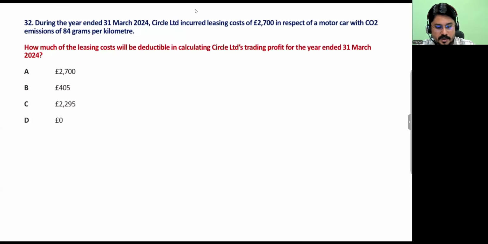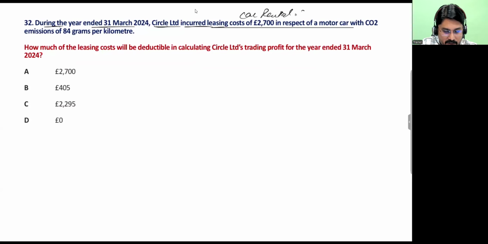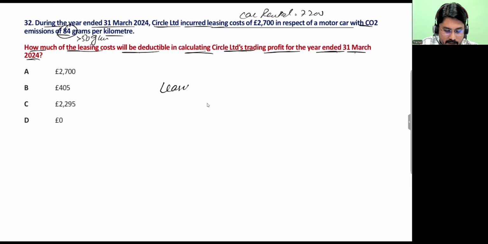Moving forward to the next question. During the year ended 31st March 24, Circle Limited incurred leasing costs of 7,200 in respect of a motor car. So it's basically a car rental of 7,200, and the CO2 emission is 84 grams, which is more than 50 grams per kilometer. How much of the leasing cost will be deductible in calculating Circle Limited's trading profit for the year ended 31st March 24? That's very easy, by the way. Let me guide you through the concept: leasing cost of a car.